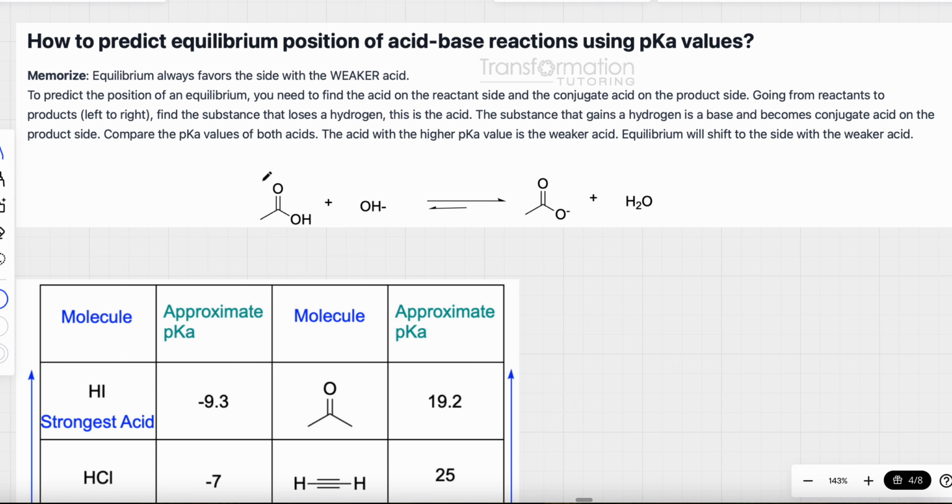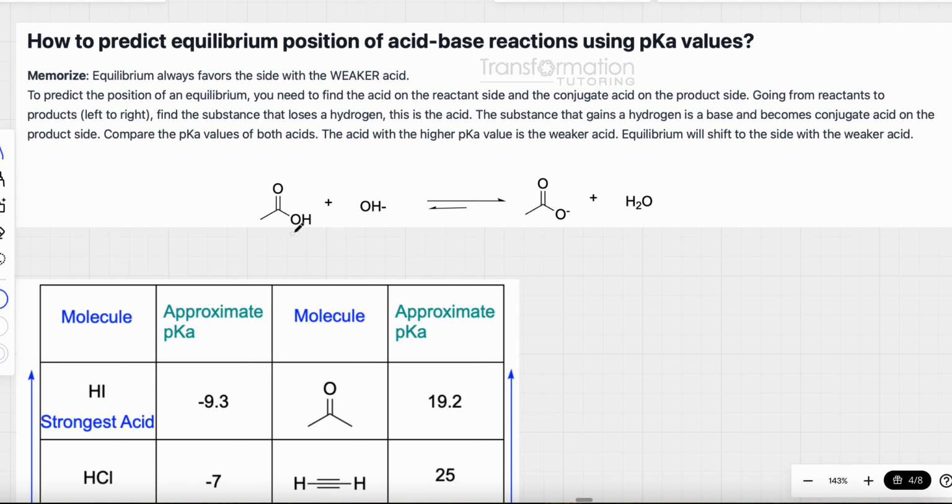The definition of Bronsted Lowry acid is that it is a proton donor or H plus donor. So an acid will lose a hydrogen. A base is a proton acceptor. A base will accept or gain a hydrogen.